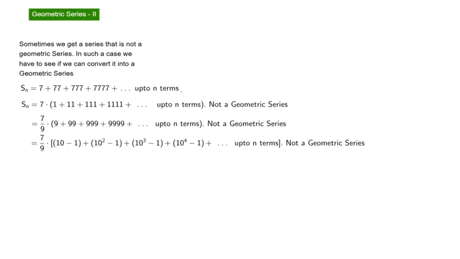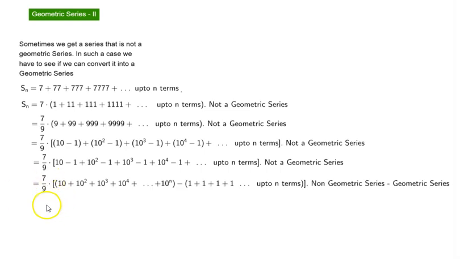So let's see what else we can do. Let's open up the brackets and group them. 7 by 9 times 10 plus 10 square plus 10 cube plus 10 to the power of 4 and so on up to n terms, that is 10 to the power of n. Minus is common to all the ones, so minus within brackets 1 plus 1 plus 1 up to n terms.